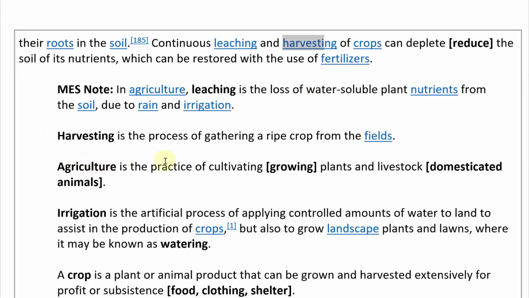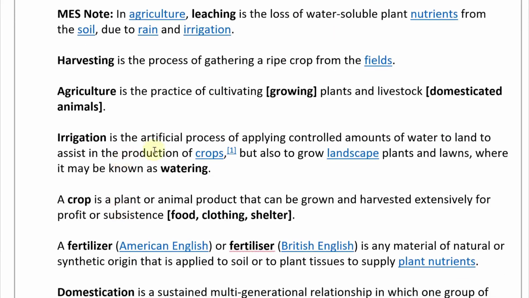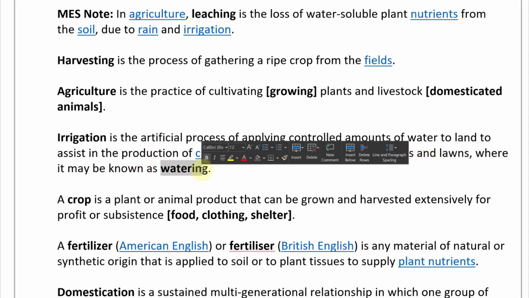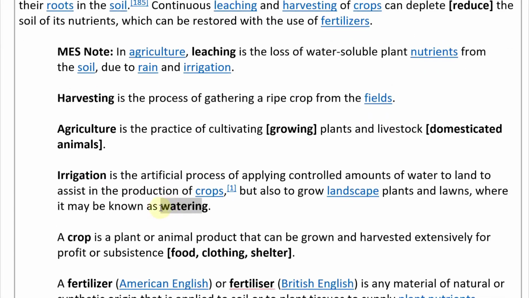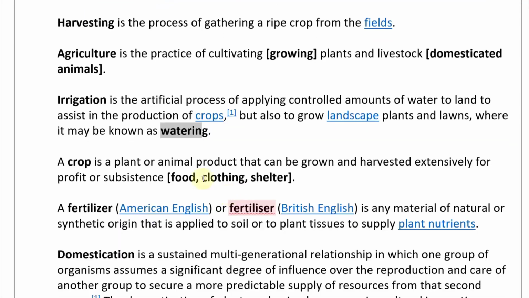And agriculture is the practice of cultivating or growing plants and livestock, otherwise known as domesticated animals. And irrigation is the artificial process of applying controlled amounts of water to land to assist in the production of crops, but also to grow landscape plants and lawns, where it may be known as watering. So you're just watering it, or irrigation for production of crops. And if you're just watering your plants, that's just watering. And that's just different terminologies.